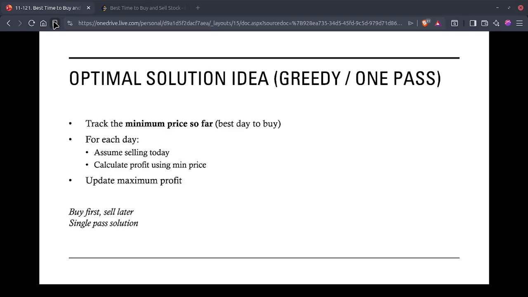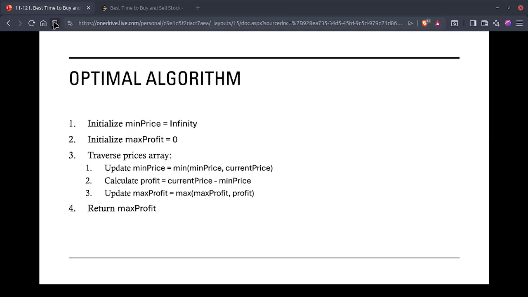So this is the most important part of this video. Instead of checking all pairs, we ask one smart question. What if I always remember the cheapest price so far? Think like this, I want to buy at the lowest price. When I see a new price, I ask, if I sell today, what profit do I get? That's it, and this turns a slow solution into a fast one.